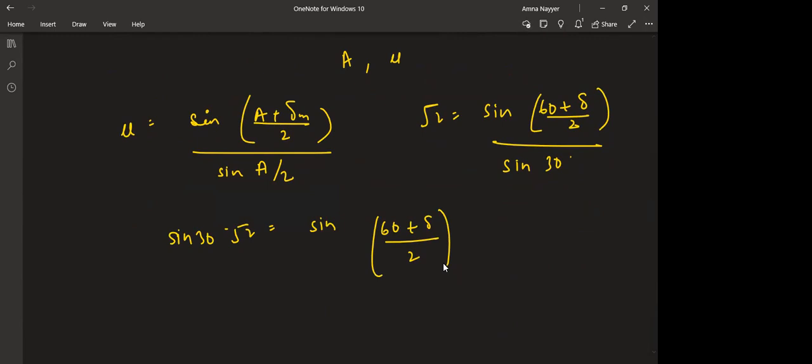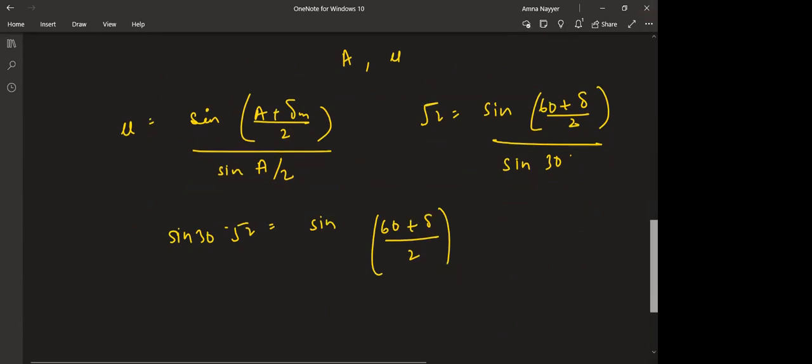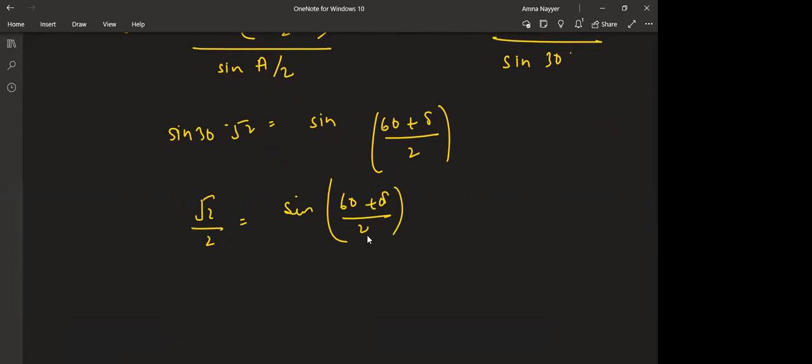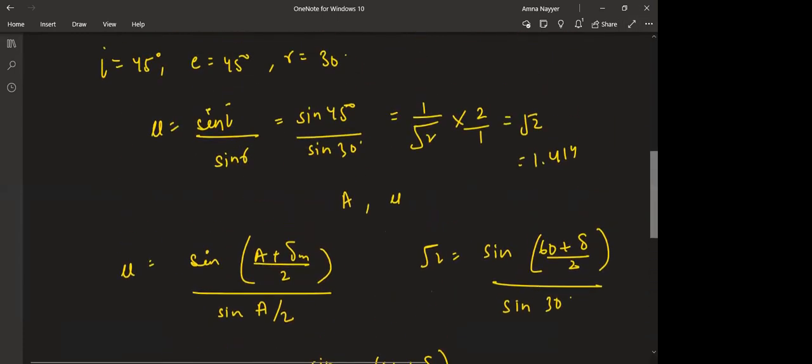Or one more way to solve this: you can divide both the terms by root 2, or without even dividing the terms, simply put the values. This is root 2 divided by 2. Here you have sine (60 plus delta) by 2, like this. So from here we know delta is the only variable in this question. Fine. So you will be starting with whatever data is given. And one more thing, class, one more thing.